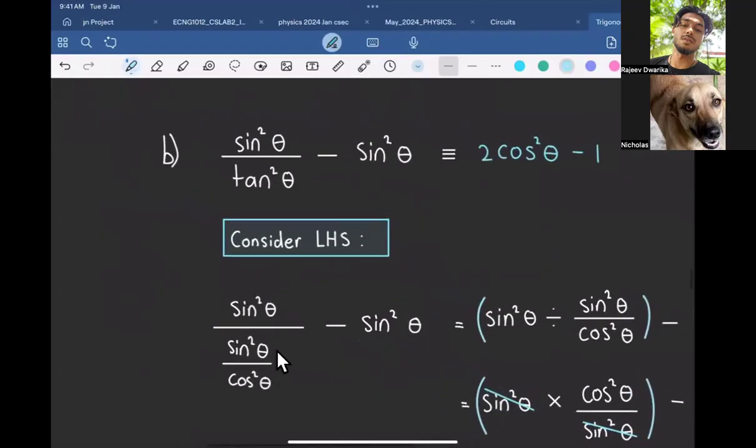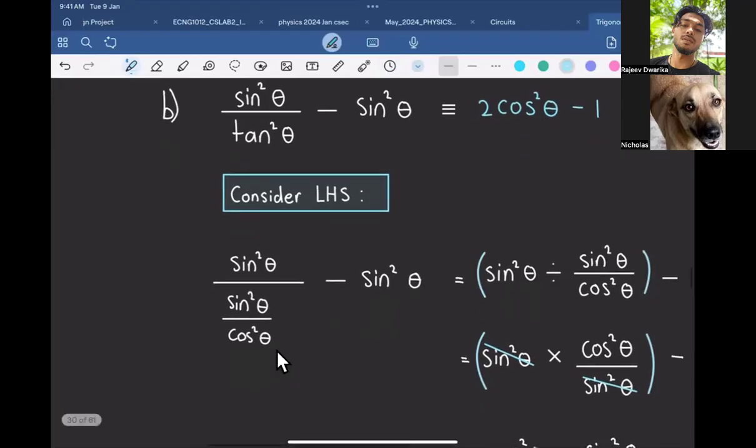So let me explain this question. As the hints would have said, anytime you see tan theta, convert it in terms of sine and cos. So I would have converted tan squared theta to sine squared theta over cos squared theta, right? I write back the minus sine squared theta, and I continue from there. So sine squared theta over sine squared over cos squared theta, that's really what? Tell me, Nicholas. That is sine squared theta multiplied by cos squared theta over sine squared theta.